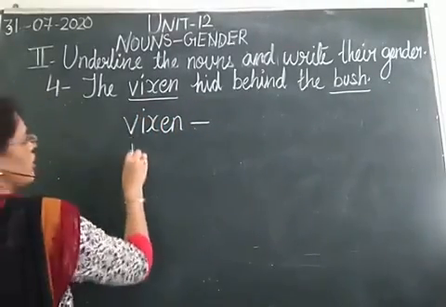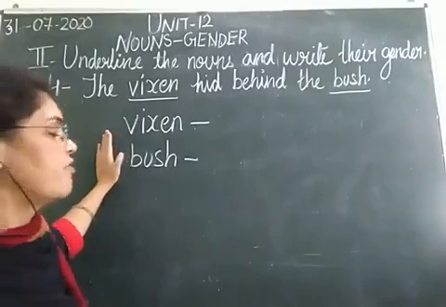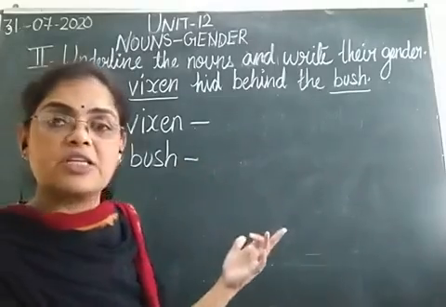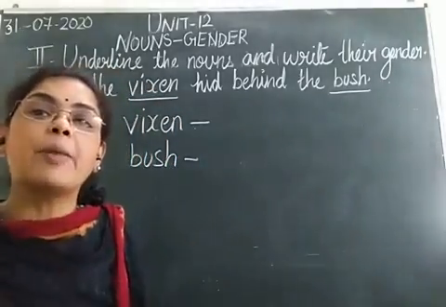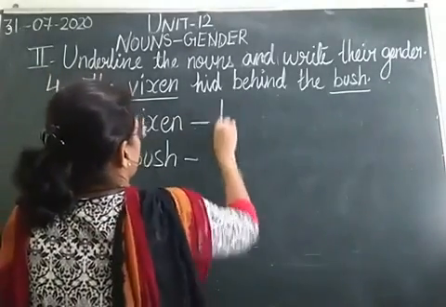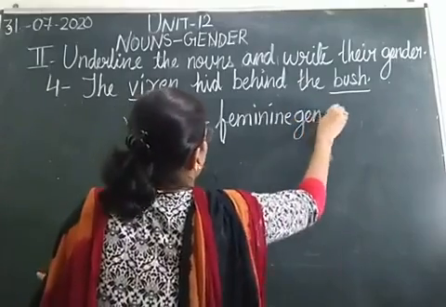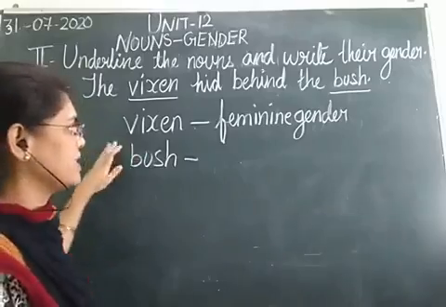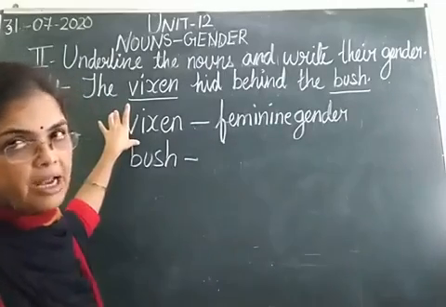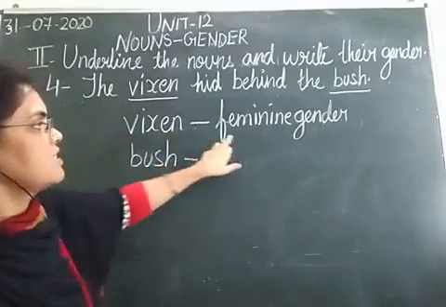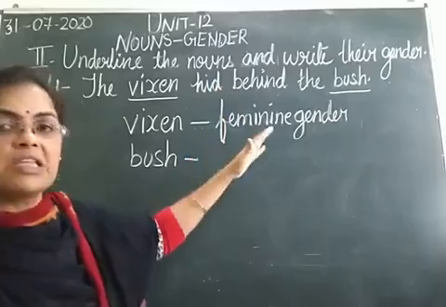Now we need to tell that vixen is of which gender and bush is of which gender. Fine. Beta, vixen. Vixen is the female fox. Fox masculine gender होता है और उसका opposite जो female fox होती है उसको क्या बोलते हैं बेटा? Vixen. तो vixen is the noun which denotes a female. So this is of feminine gender. Vixen कौन सा gender है बेटा आपका? Feminine gender. Why? Because it denotes a female. और इसका मेल क्या होता है बेटा? Fox. Vixen feminine gender, fox masculine gender. So vixen denotes a female, so it's a feminine gender.